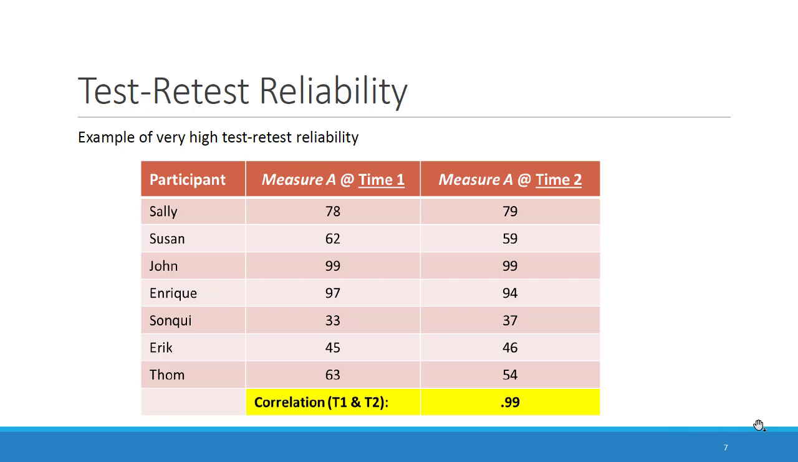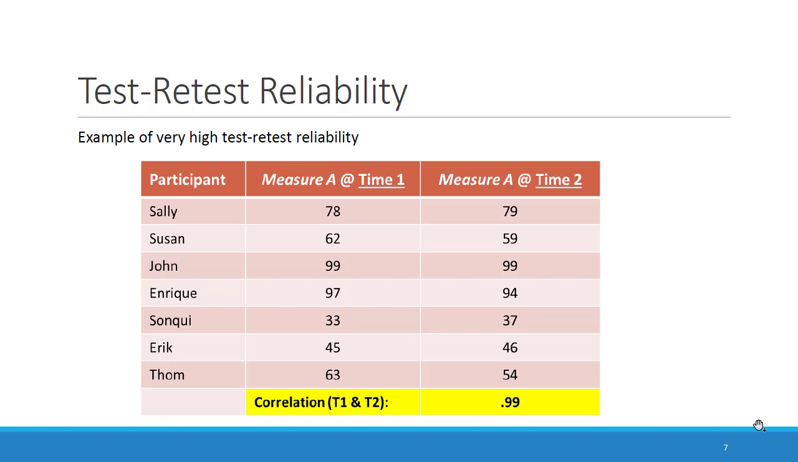Here is an example of very high test-retest reliability. So you can see that we have different participants: Sally, Susan, John, Enrique, Sonchi, Eric, and Tom. Each participant has a measure A score at time 1 and a measure A score at time 2. So at both times, they're assessing measure A. We don't know what measure A is, but it's the same thing. So Sally had a 78 at time 1 and a 79 at time 2. Susan had 62 at time 1 and 59 at time 2. John had 99 at time 1 and also a 99 at time 2.